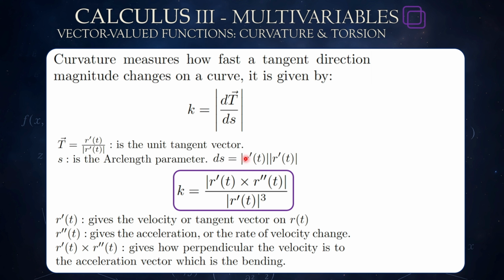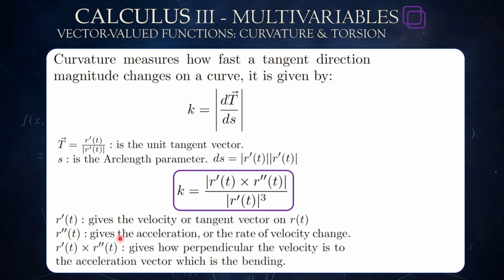ds is equal to the length of r'(t) times dt, in other words, like an area coefficient, multiplied by r'(t) from the unit tangent vector gives us the magnitude of r'(t) to the power of 3 in the denominator of the equation. Now r'(t) gives us the velocity or tangent vector, or the rate of change of position on r(t).